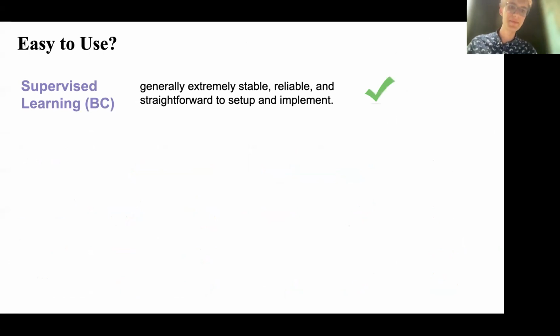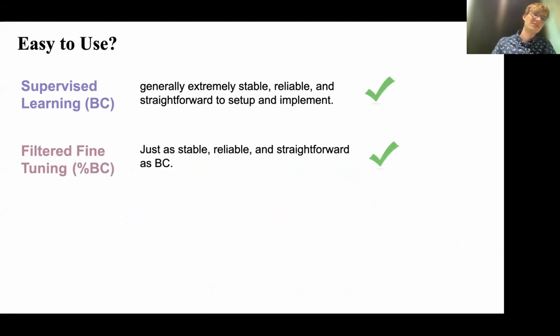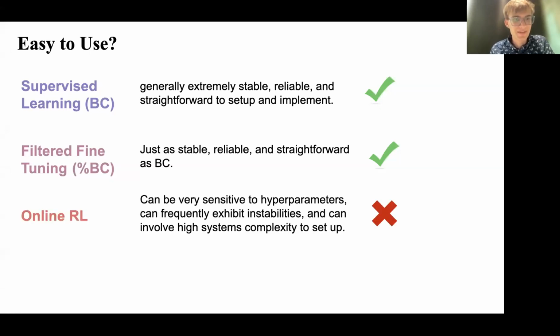Okay, so we'll go through these one by one. Obviously, supervised learning is highly stable and easy to use, straightforward to set up and implement. It just works most of the time. Same thing with filtered fine tuning. Remember, we defined this as supervised learning on filtered data, so of course it's the same thing. Online RL usually is very unstable with respect to hyperparameters. It often exhibits instabilities, and there are a lot of different moving components to juggle. So I would not call it easy to use, especially when the random seed can be considered a hyperparameter.